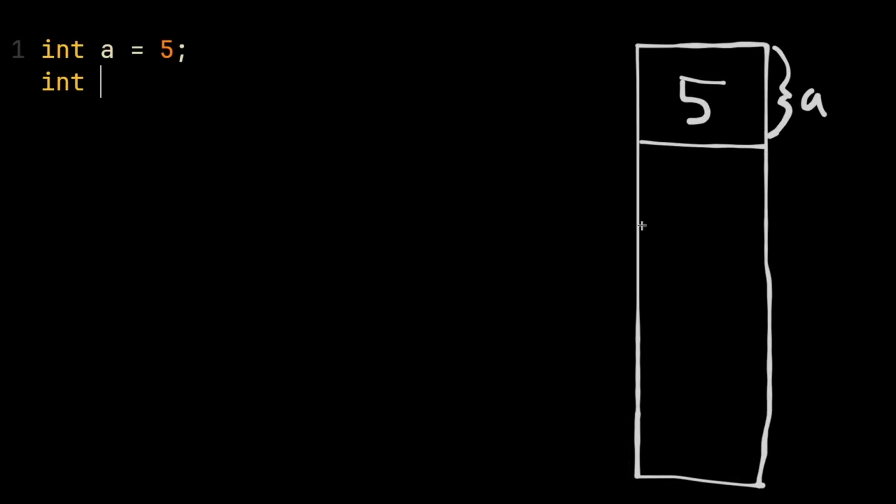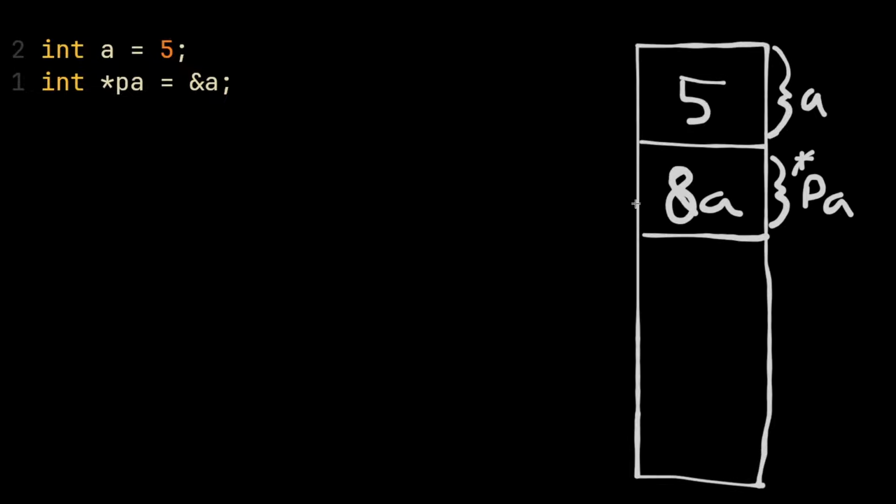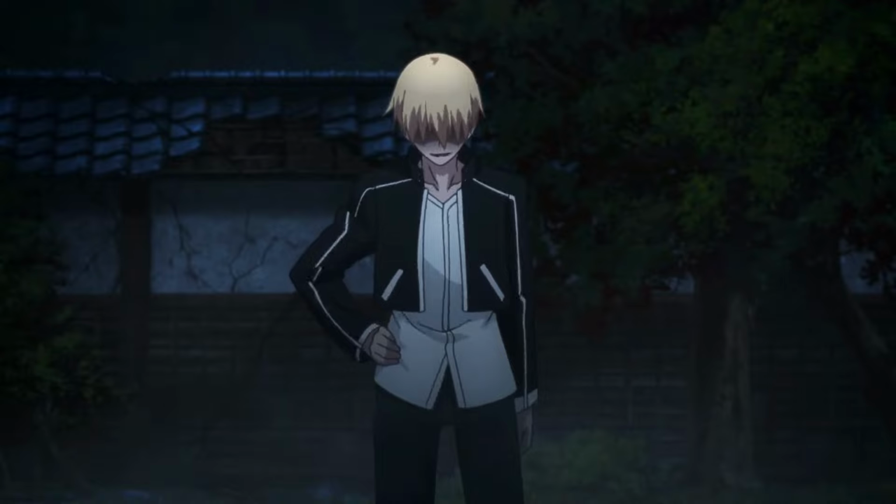Okay, here's our memory. Let's create integer a. It's equal to 5. Then we create the pointer, which is ampersand a, meaning address of a. And there we go. Okay, I'll stop and explain it.